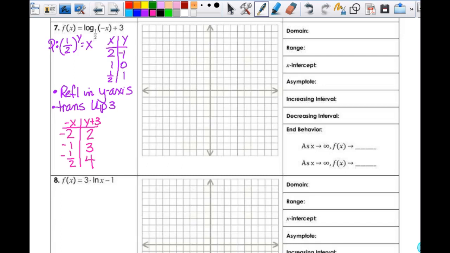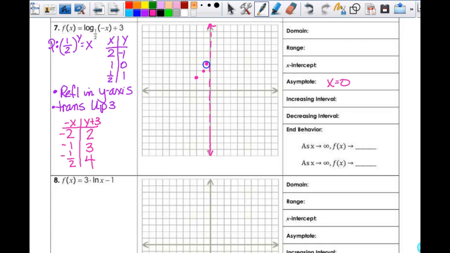It's stayed at x equals 0, right? It's still at x equals 0. So it's still here. Then to plot these points, I've got negative 2, 2, negative 1, 3, negative 1/2, 4.